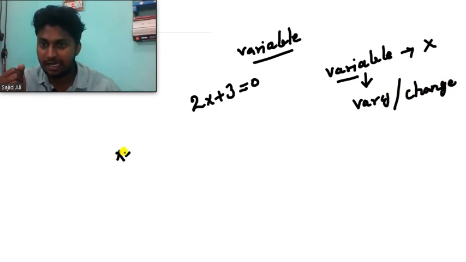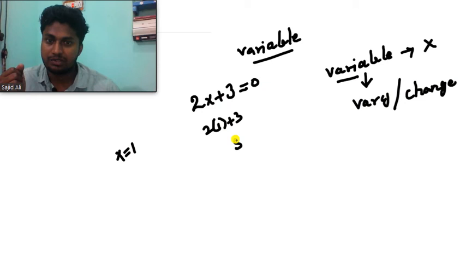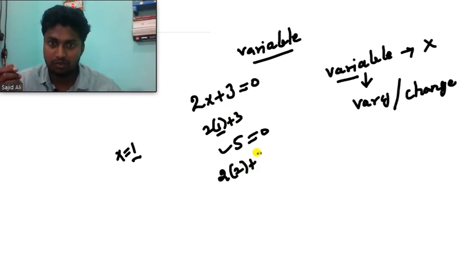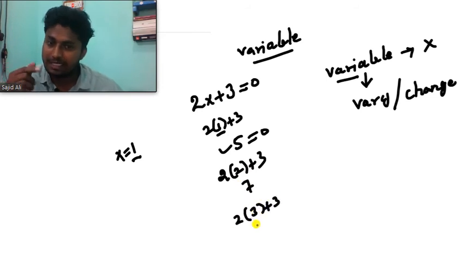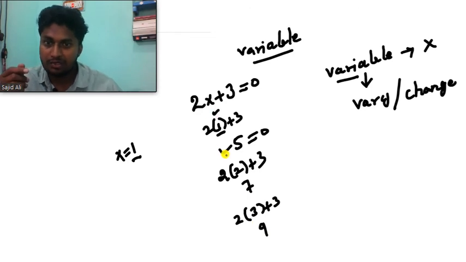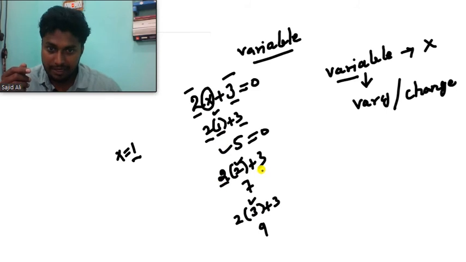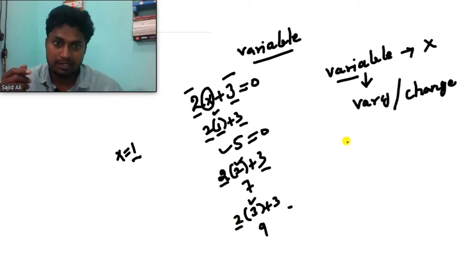See, if I put x is equal to 1, what does this equation become? 2 into 1 plus 3, that is 2 plus 3 is 5, right? Since it is not equal, we cannot say the value of x is 1, but I'm just giving one example. Here x, if I substitute 1, the equation we get is 5. If I put 2, it becomes 4 plus 3, 7. If I substitute 3, it becomes 6 plus 3, 9. So I can keep on changing the value of x. But if you see properly, a and b, that is 2 and 3, have remained constant, right? So therefore we can call them constants.